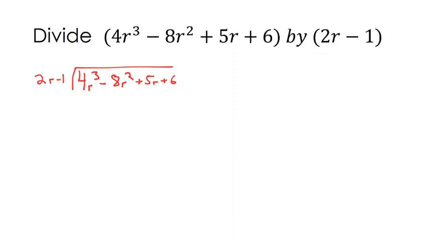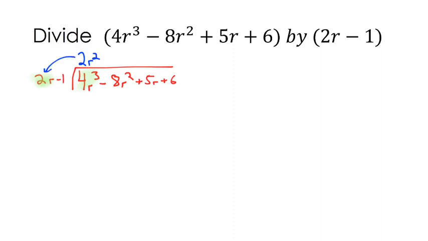So I'm going to start off by looking only at the term on the left here, and I'm going to pretend like that's all we have. So I'm going to say, okay, how many times does 2r go into 4r cubed? In other words, 2r times what gives me 4r cubed? And that is going to be 2, because 2 times 2 is 4, and r squared times r gives me r cubed.